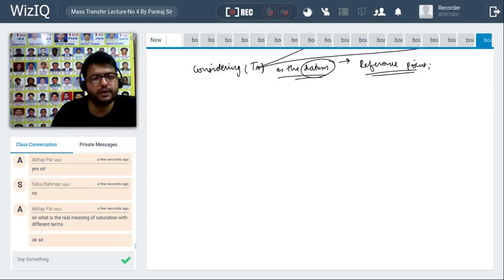Okay, the point from where we are doing the calculations is known as the reference point or the datum.